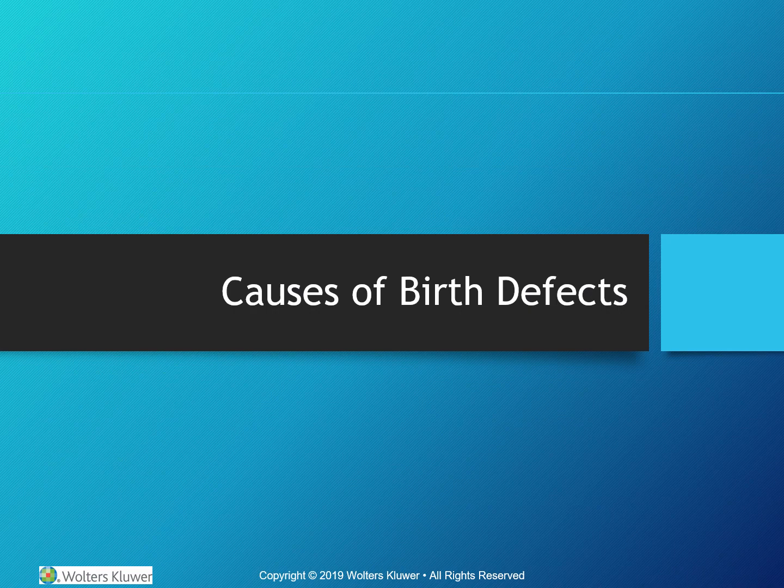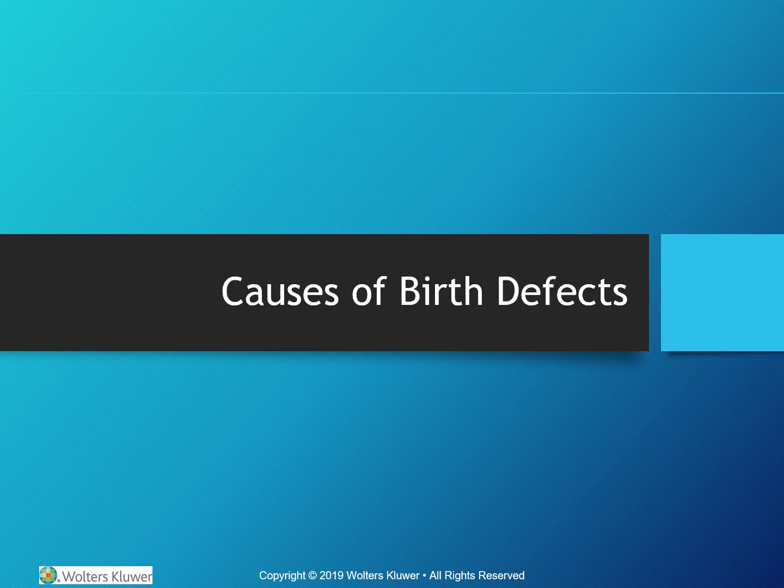Let's talk about causes of birth defects, or what they also refer to as congenital defects. Congenital defects or birth defects are abnormalities of the body structure, function, or metabolism that are present at birth. In the United States, we see about 185,000 infants discharged from hospitals with congenital defects.